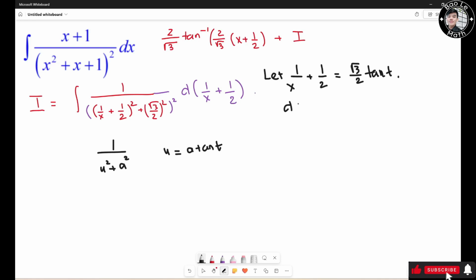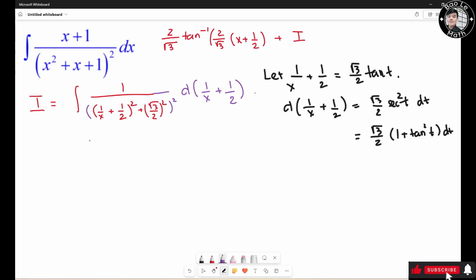So we have d of 1 over s plus 1/2 equals root 3 over 2 secant square t, right? Now secant square means 1 plus tangent square t, right? So this turns out to be root 3 over 2 times 1 plus tangent square of t dt, right?